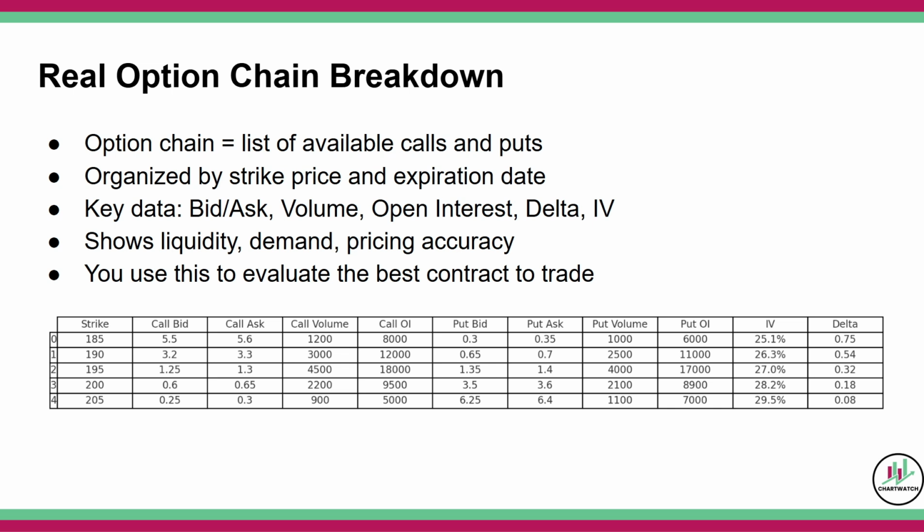That's how delta works. So let's build on this with an example. Let's say Apple is trading at $190. You're looking at the 195 call, which is right here, expiring in 30 days.